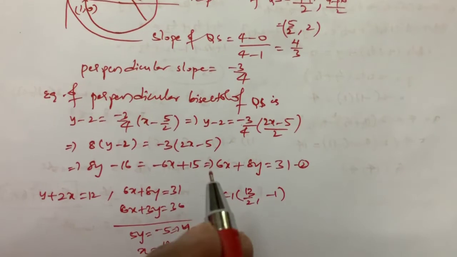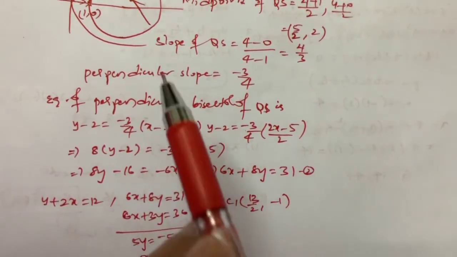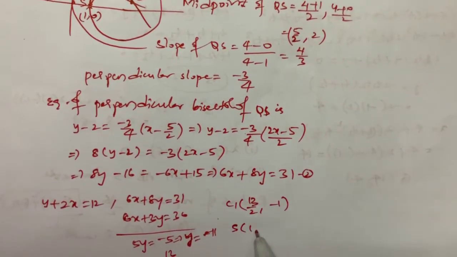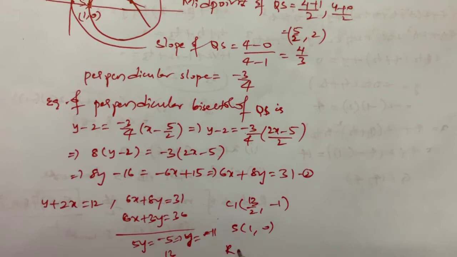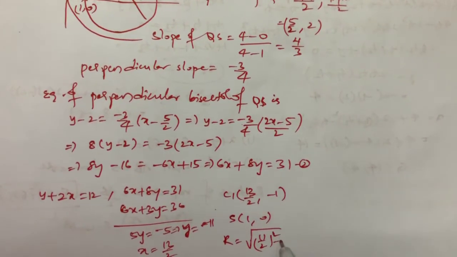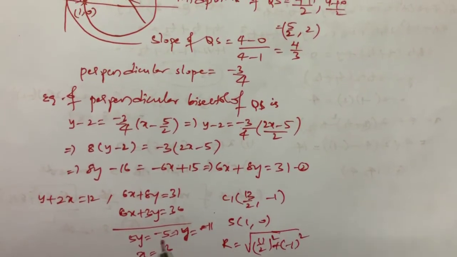So the radius is nothing but the distance between C and S or C and Q. Anything is fine. Let's say I'll consider S. So the radius will be the distance between them, which is the square root of (11 by 2) whole square plus (minus 1) whole square. Okay, now we got the first circle.